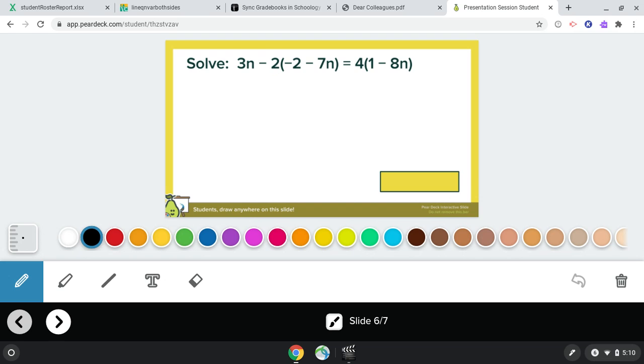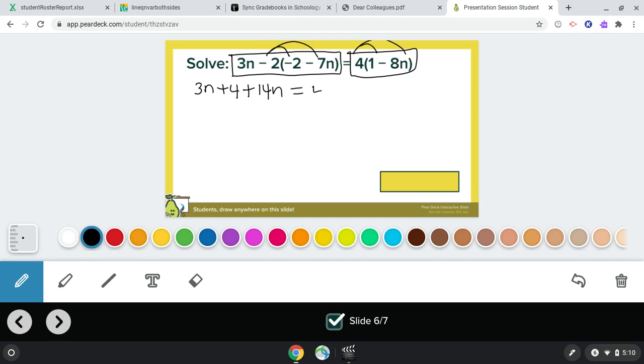This one over here, we're going to simplify this side. We're going to distribute a -2, and then here we're going to distribute 4. So we get 3n, -2 times -2 is +4, -2 times -7 is 14n, +14. 4 times 1 is 4. 4 times -8 is -32n.